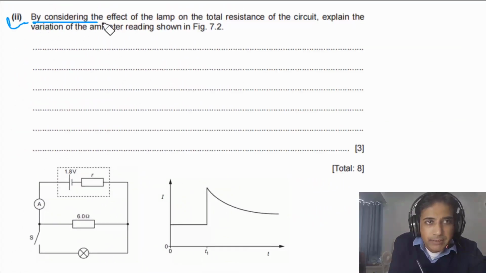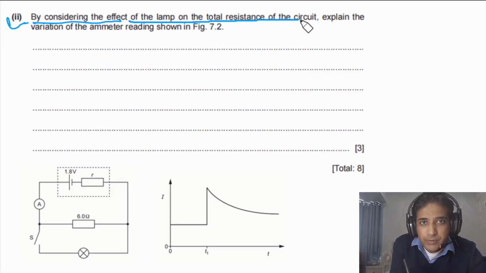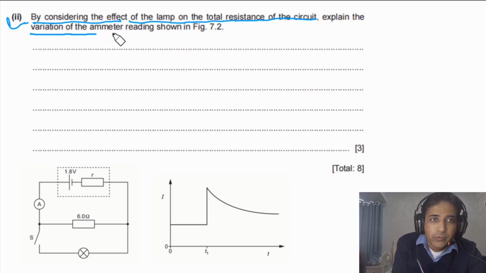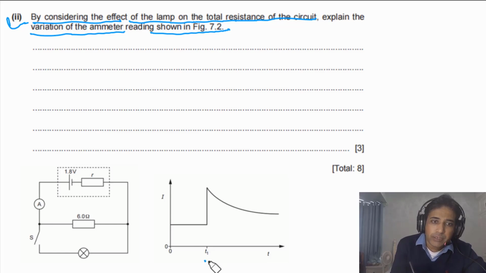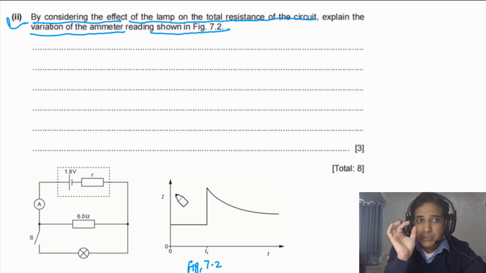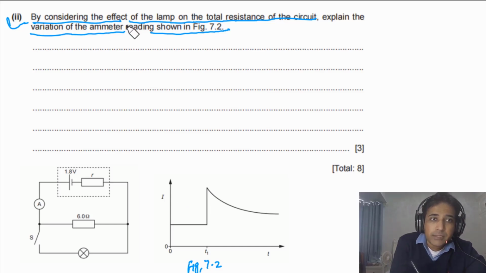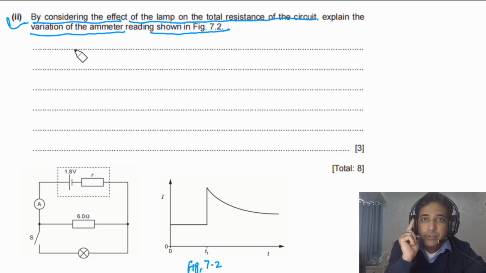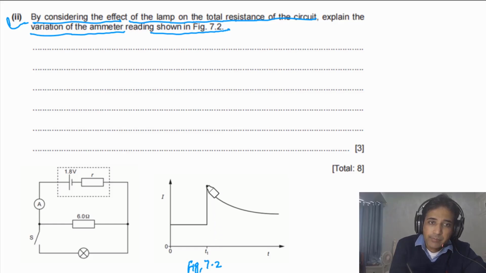The second part says, by considering the effect of the lamp on the total resistance of the circuit, explain the variation of the ammeter reading shown in figure 7.2. So this is our figure 7.2, and it is given to us. You can also take this as a hint: considering the effect of the lamp on the total resistance of the circuit. Explain the variation of the ammeter reading shown in figure 7.2. Meaning, how is this ammeter reading changing?